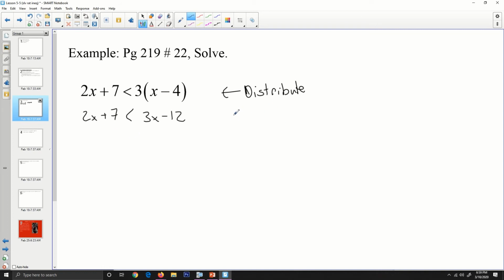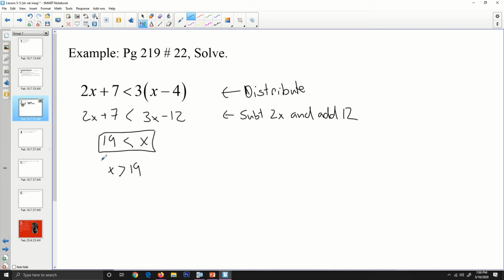I'm going to subtract 2x and add 12. If I subtract 2x from both sides, I'll have x on this side, and then I add 12 to it. I'm going to get 19. And so my solution is just x is greater than 19 if I flip the whole thing. You could technically leave it like this, but we usually write x is greater than as our final answer.